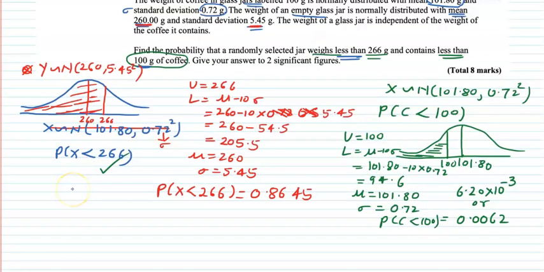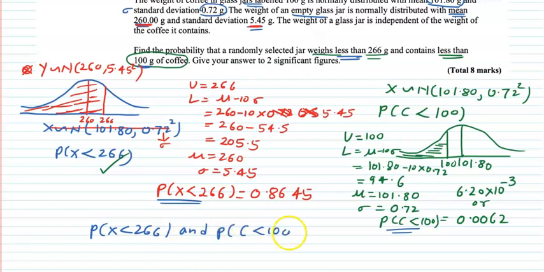Okay, so we have found both. This is also we have found, this is also we have found. Now find the probability that the randomly selected jar weighs less than 266 gram and contains less than 100 gram of coffee. Okay, so we need to find P(x less than 266) and P(C less than 100).